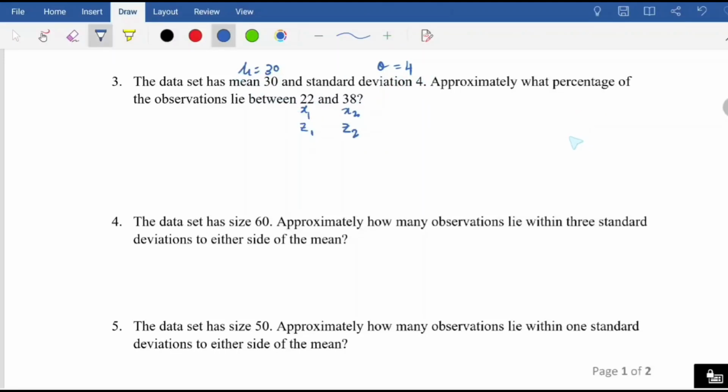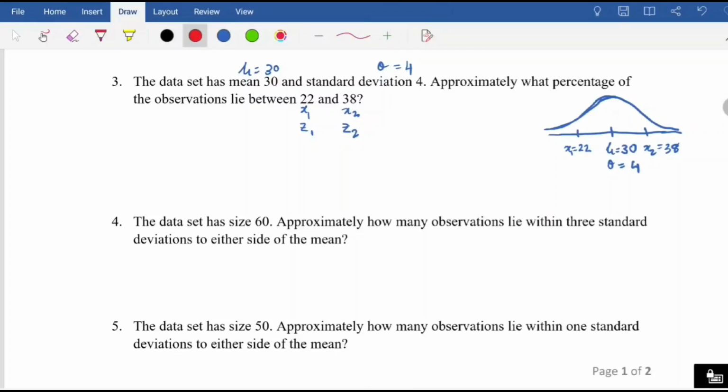So I always like to have a diagram before me. I always like to support my answers with a diagram. That way it helps me to stay on the right track. All right, so let's say this is our normal curve, and mu will always be located at the center point. So that's where the 30 will be. And 22 is less than 30, so it will be located somewhere to the left of 30. So let's mark that x sub 1 value as 22, and somewhere on the right hand side will be our 38, right? So x sub 2 value equals 38, and the standard deviation is 4, correct?